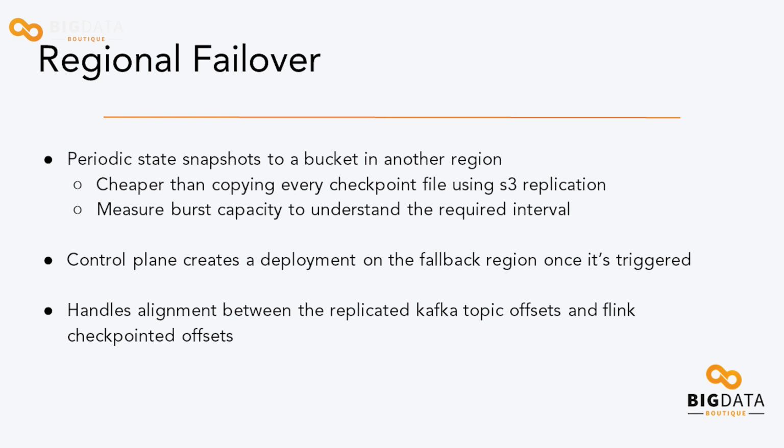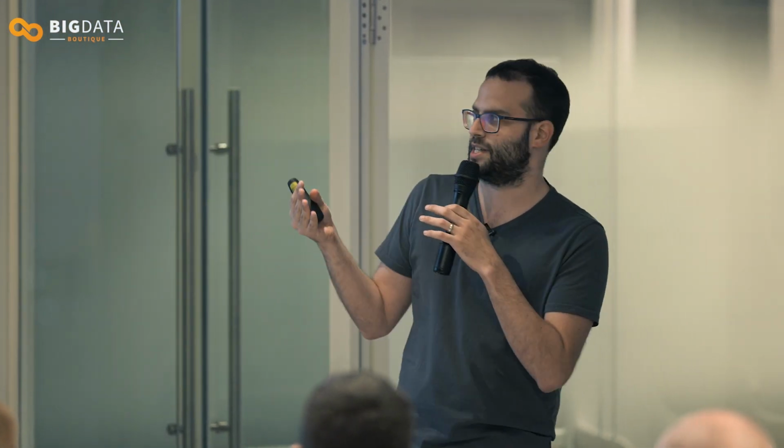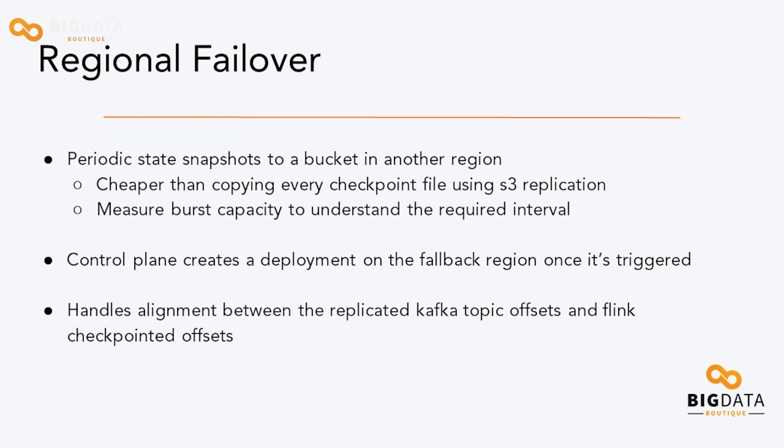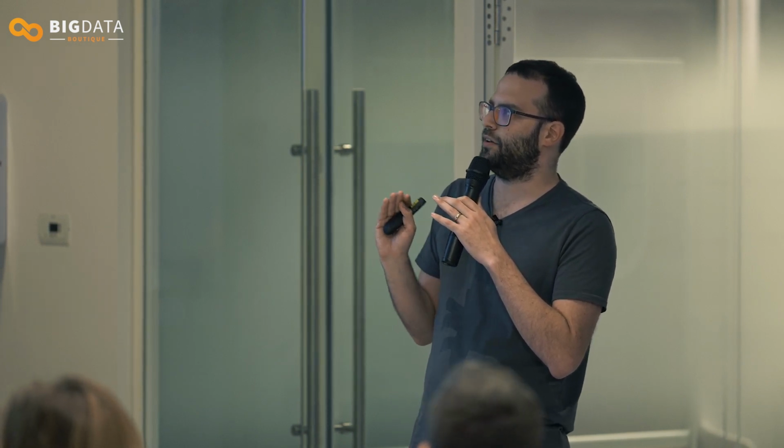And in a regional failover, it's basically the same mechanism. The control plane takes periodic savepoints that it copies to an S3 bucket in the failover region. So if we're on US East 1 on AWS, for example, we trigger the savepoint and save it in a US East 2 bucket. That was cheaper than copying every checkpoint file using S3 replication, which was the previous solution. Also, it was easier to initiate a new job from that saved savepoint, and it helped us work it out a little bit better.